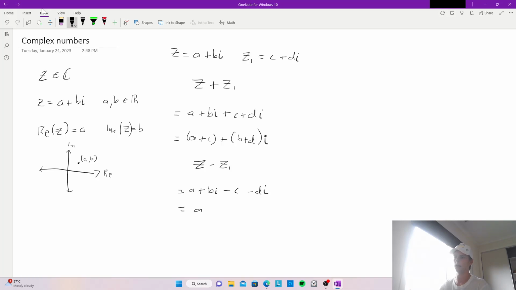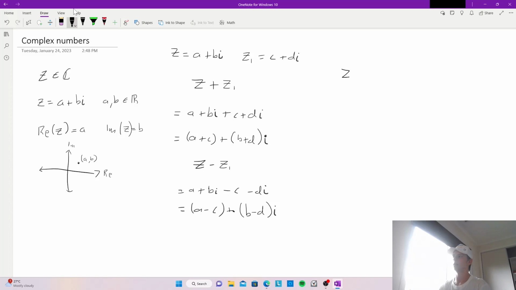And then you'll get A minus C, that's from subtracting your real parts, and then you'll get B minus D from subtracting your imaginary parts. And that's pretty much as simple as it gets. I will just do one quick example with numbers, just so you can actually see what it looks like.